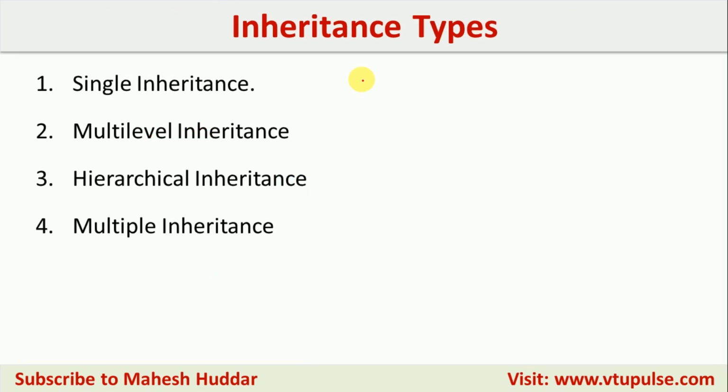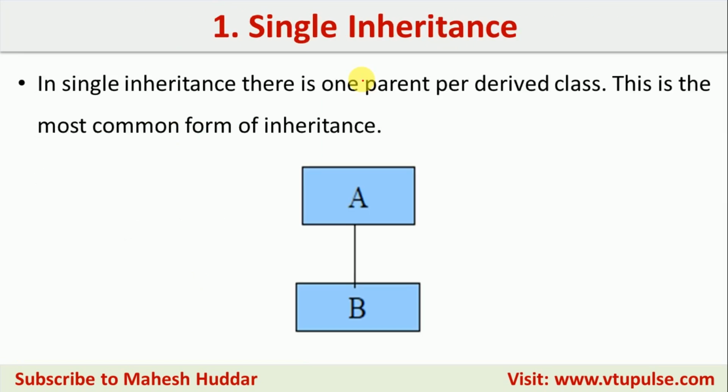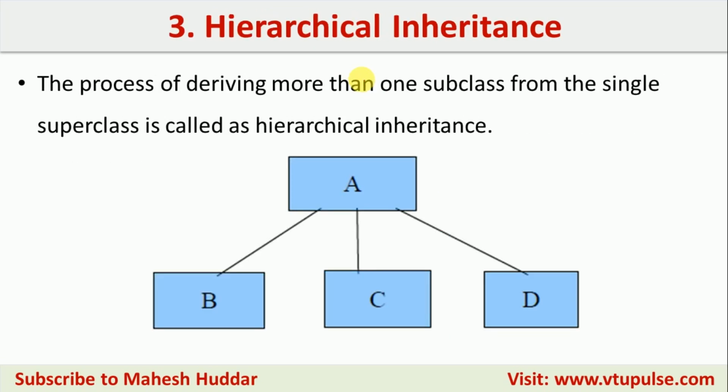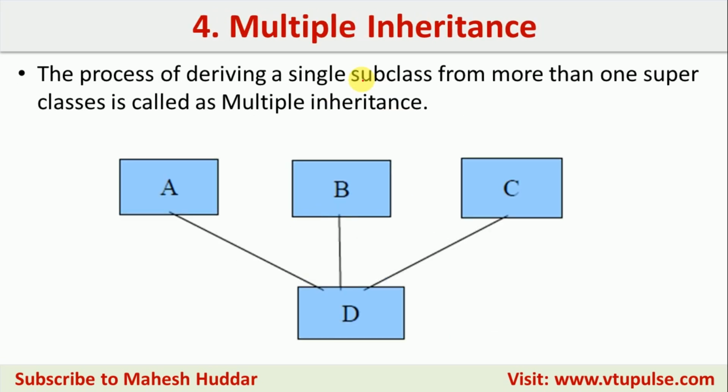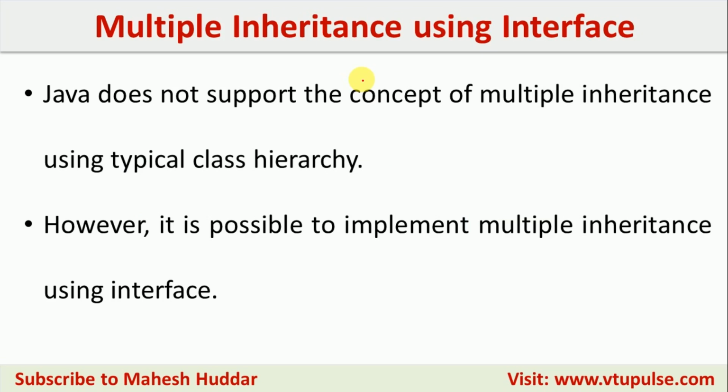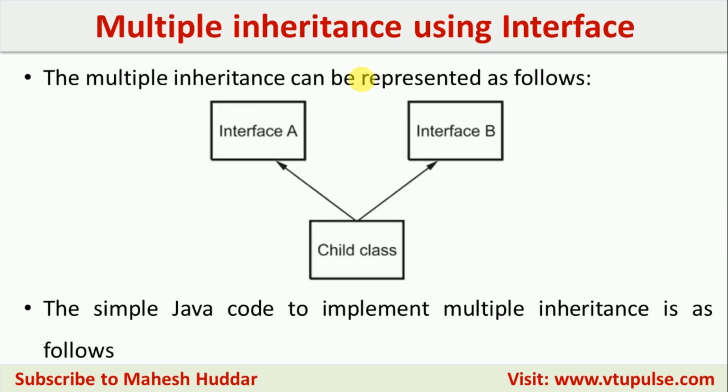In this video, first we understood what the different inheritance types are. Later we understood the definitions for those, and there is one problem with inheritance: we cannot implement multiple inheritance directly in Java. Hence we have to use interfaces to achieve multiple inheritance.